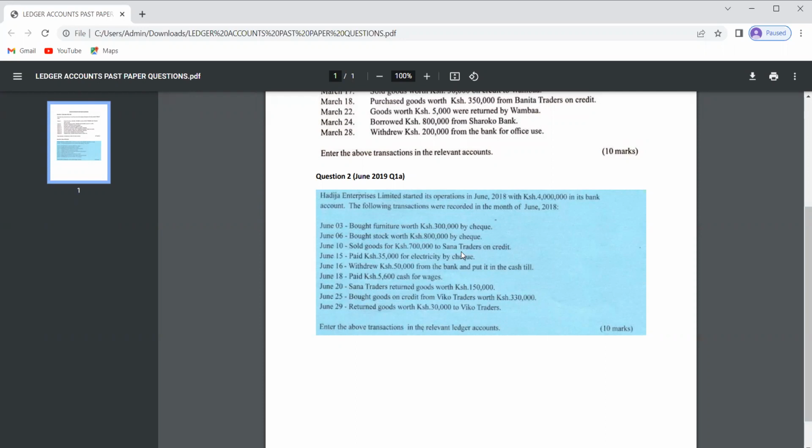Correct. When you sell goods, obviously don't think two ways about it. Sales should be credited always, and then you debit the customer. The customer is Sana Traders here.